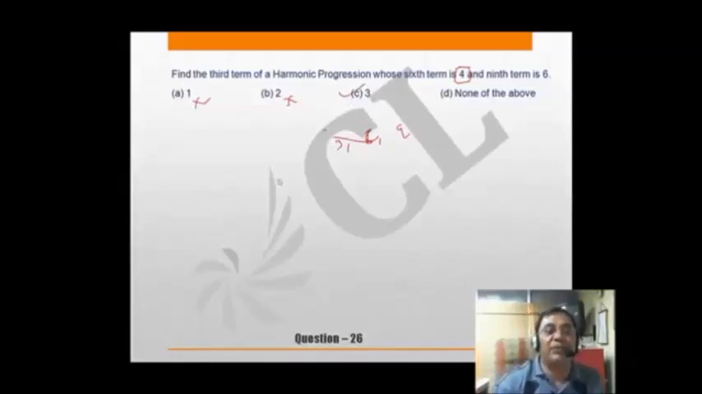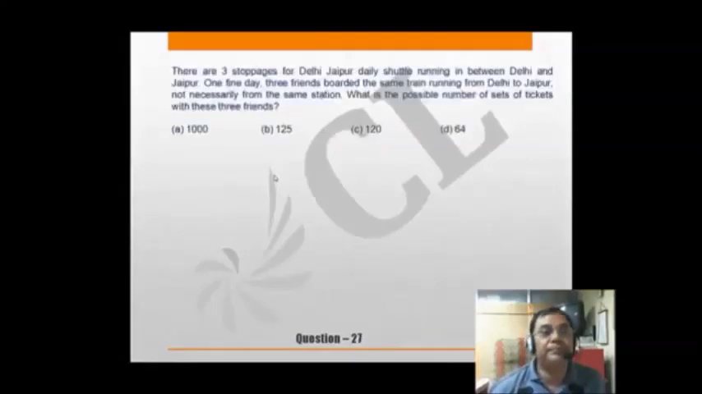Again a simple question. There are 3 stoppages on the Delhi Jaipur daily shuttle. So 1, 2, 3, Delhi Jaipur. 3 friends board the same train running from Delhi to Jaipur, not at the same station. In how many ways can they buy tickets? That is all the ways they can do it.